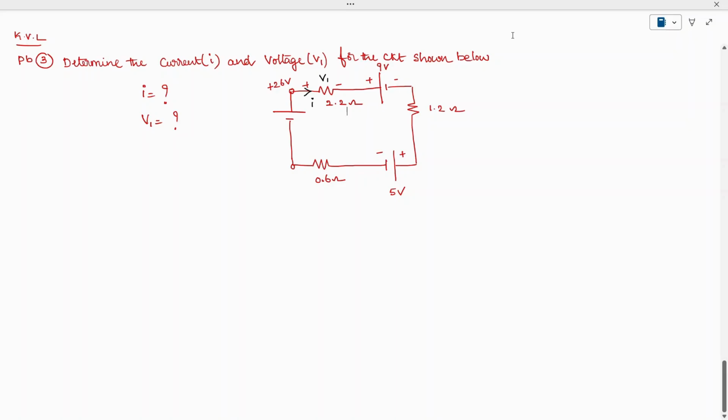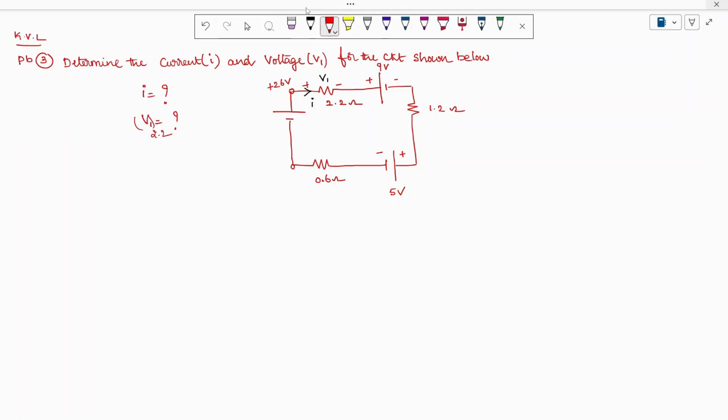Today we are going to solve this problem. Here a circuit is given to us. It is asking us to determine the current I and the voltage across the 2.2 ohm resistor and the remaining parameters which are marked here.